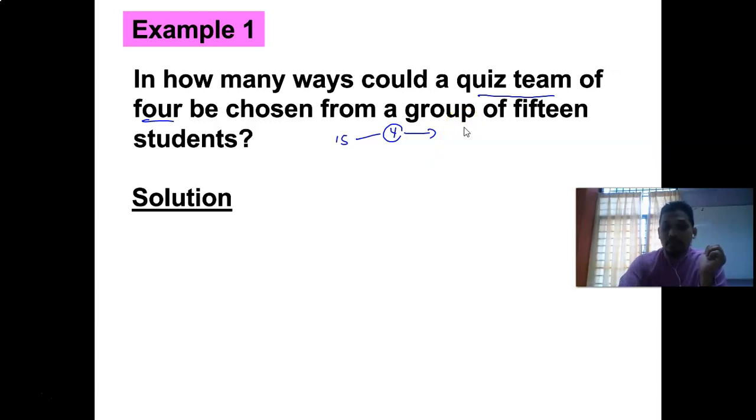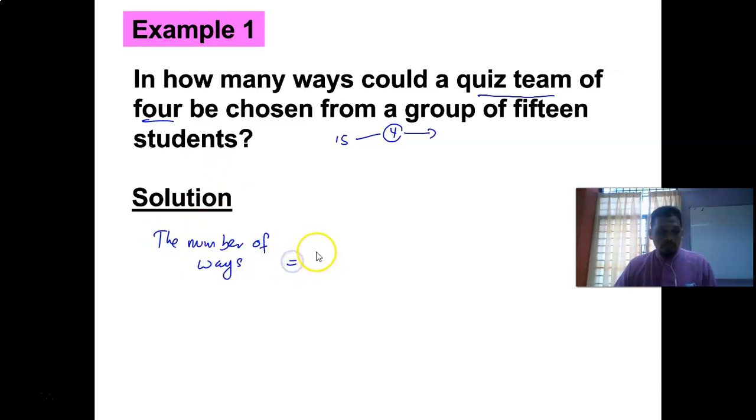So in this case, the number of ways is equal to 15C4. Then it is 15 factorial divided by 15 minus 4 factorial times 4 factorial.